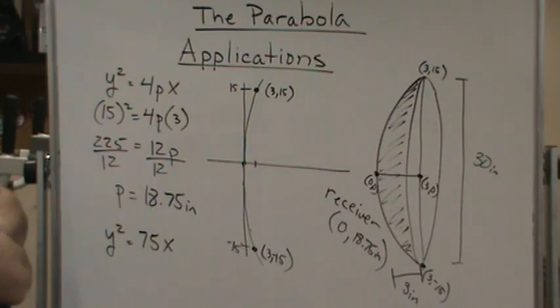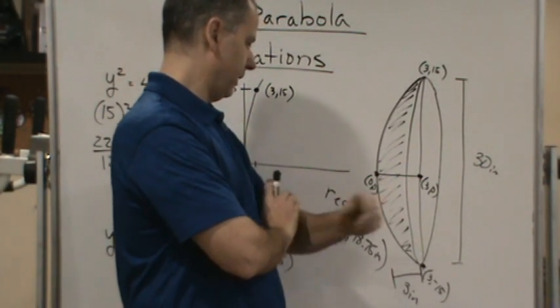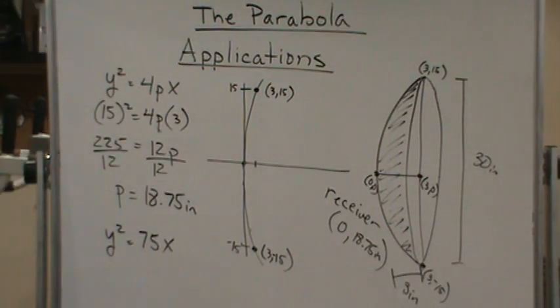So basically, 18.75 inches centered in the dish, if that makes sense. All right, that's it.